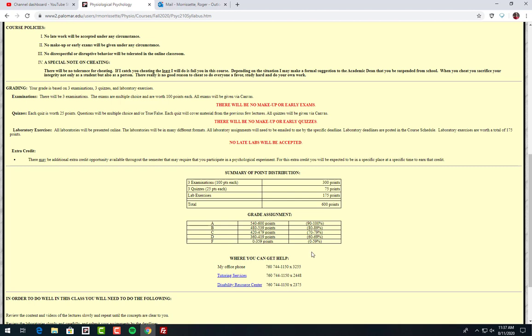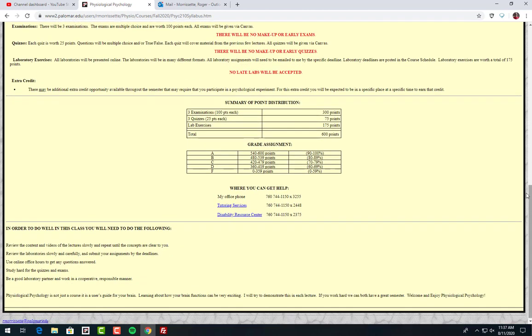Okay? Again, there's my office cell phone. Please don't ever call me because I don't answer it. Tutoring services, there's the link to their homepage. And DRC, if you're a DRC student, let me know as soon as possible so we can make accommodations for you. And there's their phone numbers.